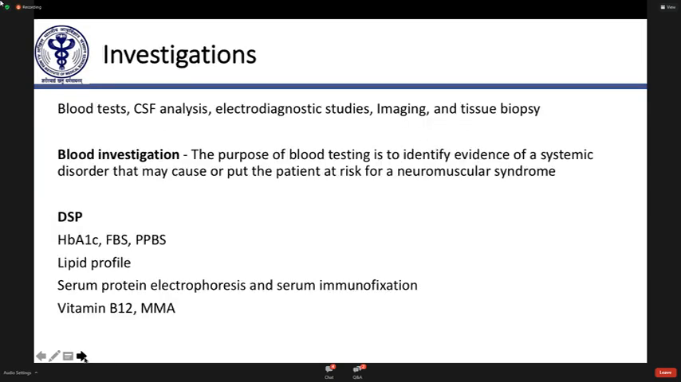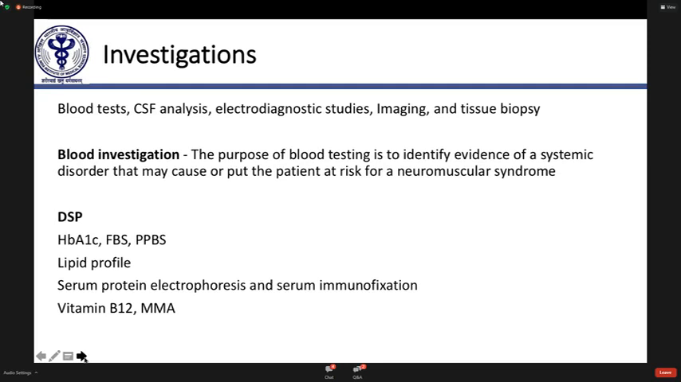Now coming to the investigations, I will not go into much detail. We will consider more of a generalized approach, because in each session, whoever is dealing with that topic will go in depth into the approach to those conditions and how to work up those cases. But in a common, overall outlook of investigations, what is the armamentarium that we have in an approach to a peripheral neuropathy?